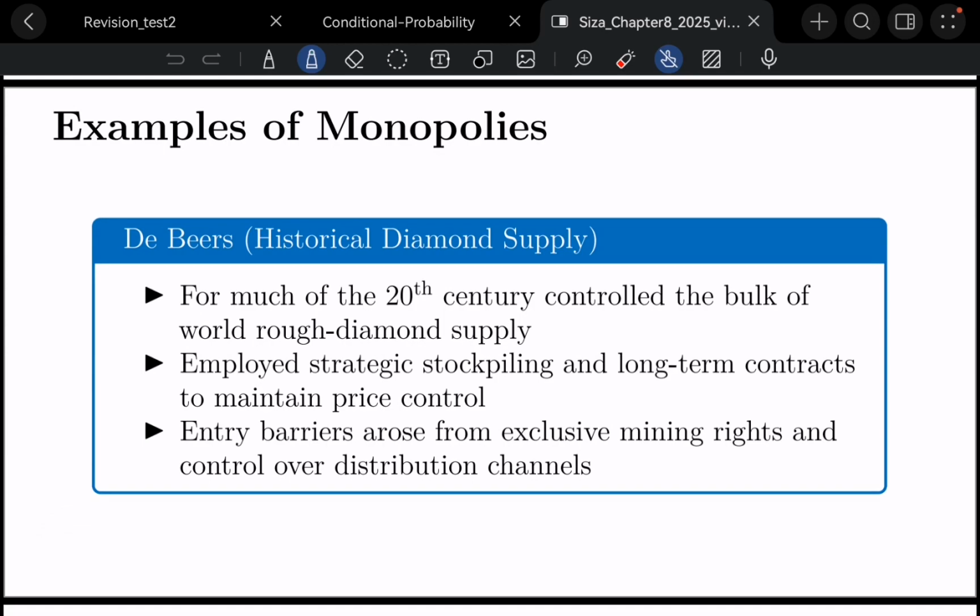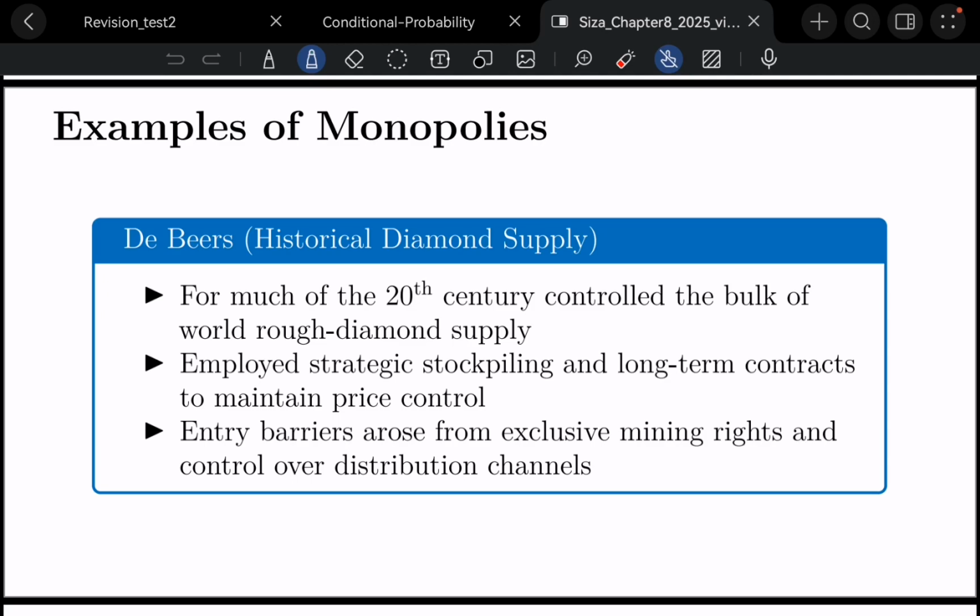That's a near monopoly, and we also look at them as artificial as well. They can be considered artificial because in history there has been a big holder of diamonds, and because they are able to hold the diamonds, they stockpile them, and that leads to them being able to control the price in some sense. And the barriers to entry are very difficult because they've got good contracts with the people that supply the diamonds to them, and because of these contracts there are exclusive mining rights and control over the distribution channels, which basically ends up creating a monopoly, right?